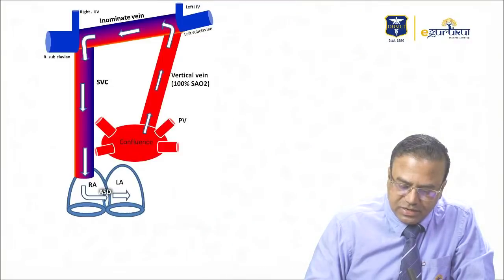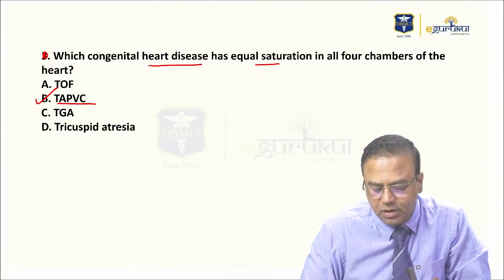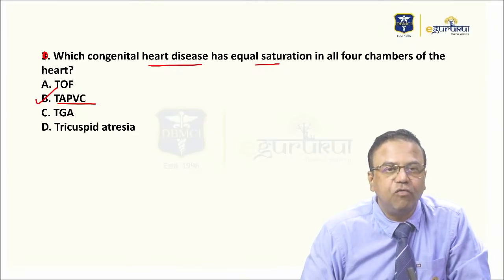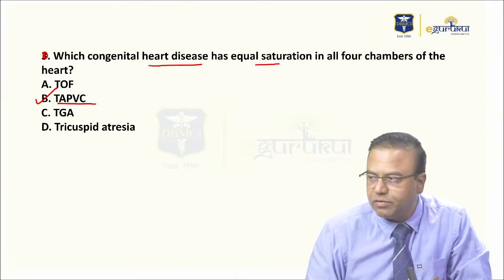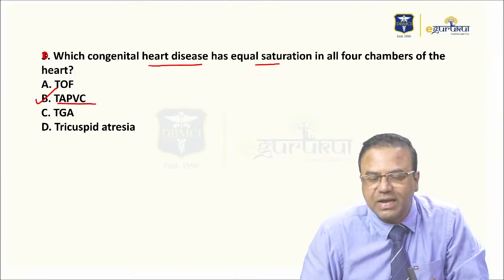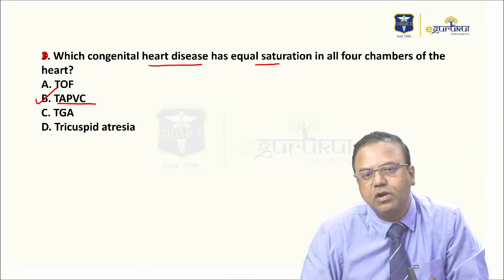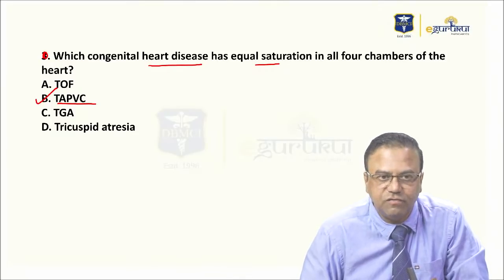Okay, so somebody is telling that in this question, congenital heart disease has equal pressure. Now, such a question is just not possible, because equal pressure in all four chambers does not occur in any of these conditions. Somebody is putting forward that it was not equal saturation, but equal pressure. That is just not possible. It doesn't occur in any of these four conditions, which means if they're asking about equal pressure, it might be some other condition, definitely not these four.